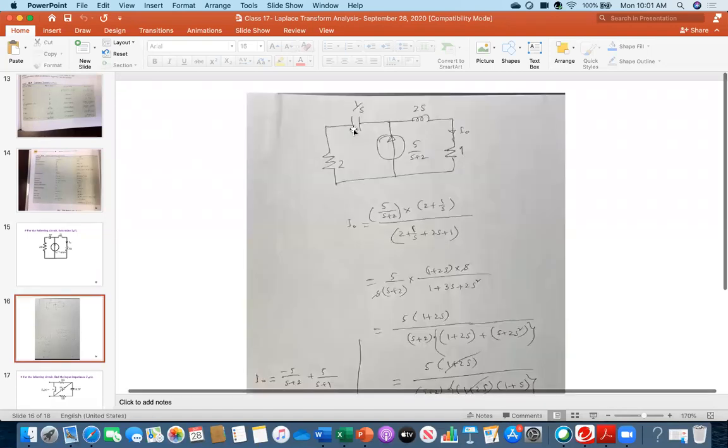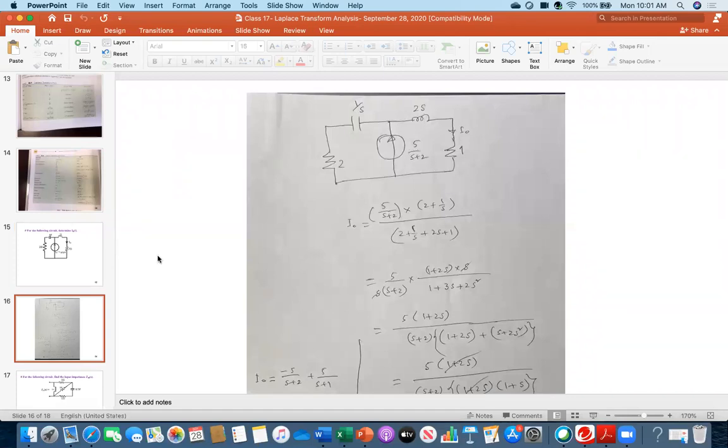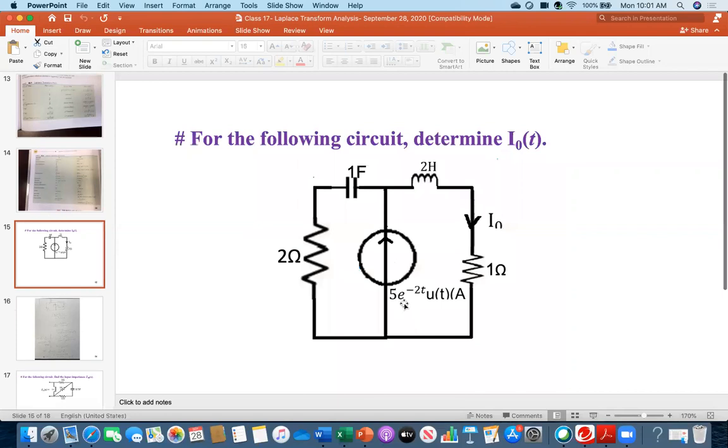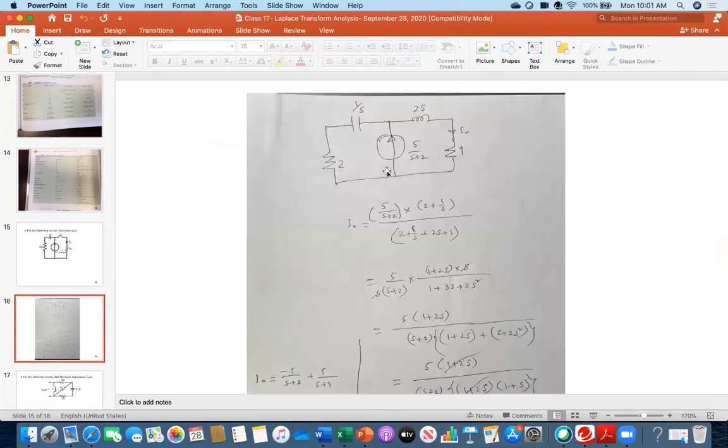So that I am doing 1 over s. Then this is 2s. This is 1. And you see this one, 5 e to the power minus 2t. This means this is 1 over s plus 2. Therefore 5 multiplied by 1 over s plus 2. This means 5 over s plus 2.